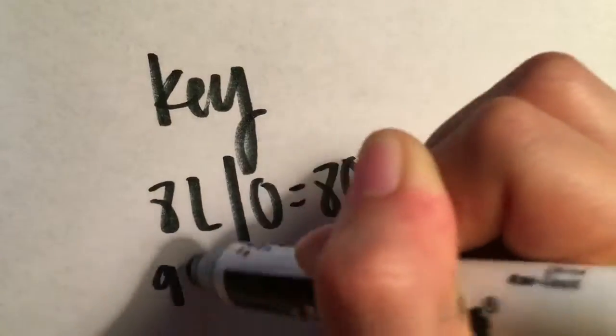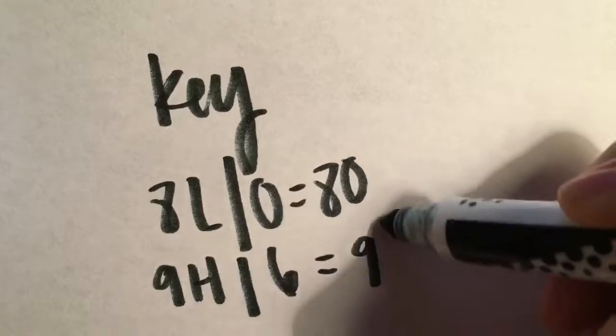For this example, the key basically works the same way. 8L | 0 means 80, while 9H | 6 means 96.